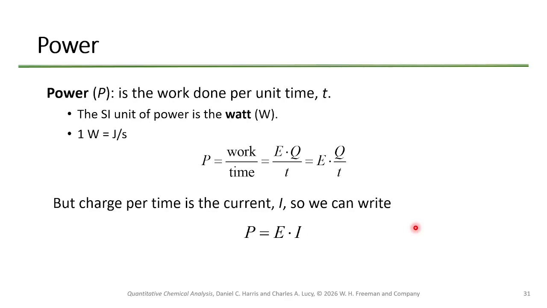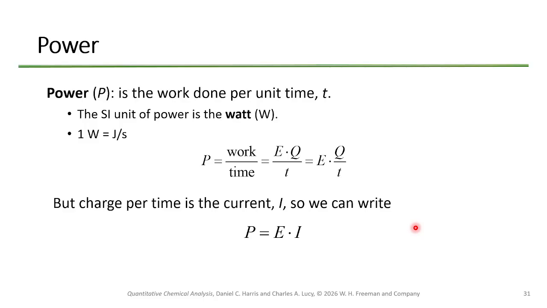Anybody have any questions there? You ready for resistance and power? All right. So power, this is P, is going to be the work done per unit time. And so the SI unit of power is the watt. The watt is going to be a joule per second.